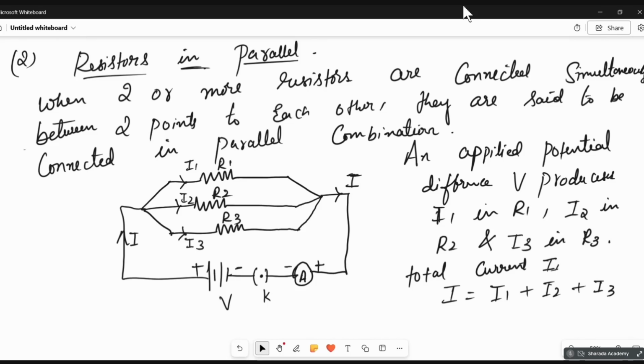Now, resistors in parallel. Parallel means any resistors, if they are connected between the same two points, we call it parallel. So if I call this point A and this point B, see, R1 is connected between point A and B. R2 is connected between A and B, and R3 is also connected between A and B. So if the resistors are connected between the same two points, then we call it parallel.